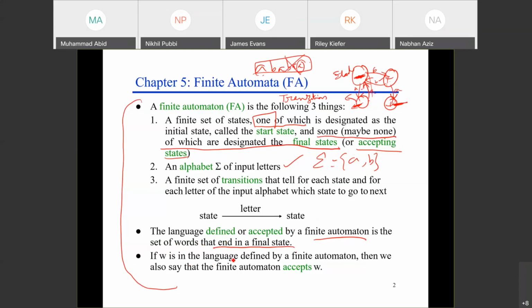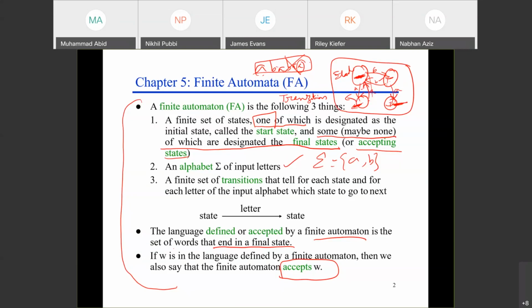If W is the language defined by an FA, then we also say that the finite automaton FA accepts this word. So if W is accepted, it will finish at the final state. We can say that this word belongs to the language, because this is a mathematical model. It represents some language, and this word belongs to that language. And this language is a regular language. FA and regular expression both represent the regular languages.